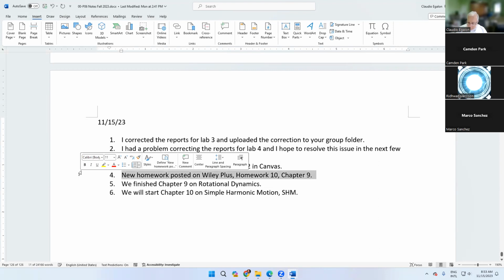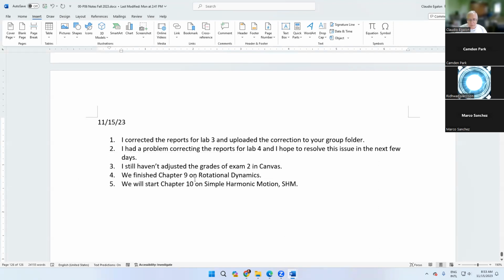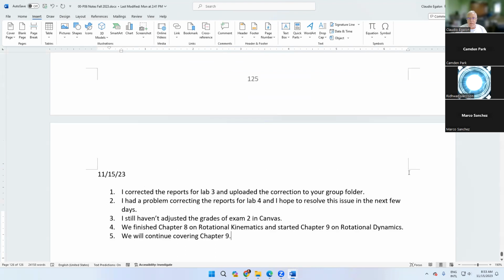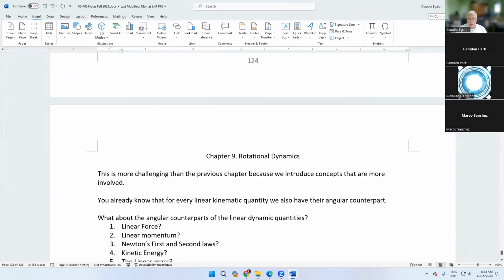Let's see. This one doesn't apply. We finished chapter 8, right, on rotational kinematics, and we started chapter 9 on rotational dynamics. We will continue covering chapter 9, which we started last time. This is the one right here.